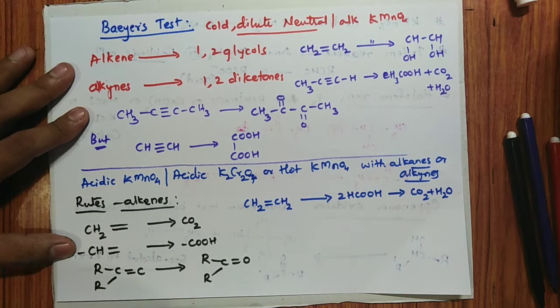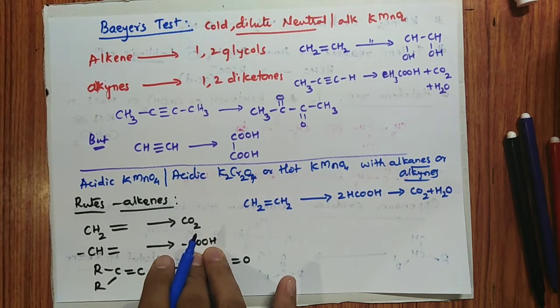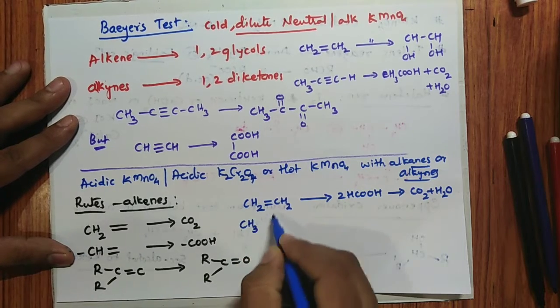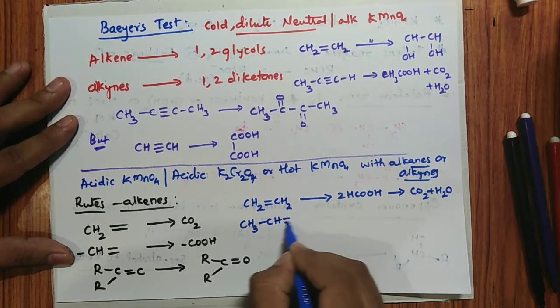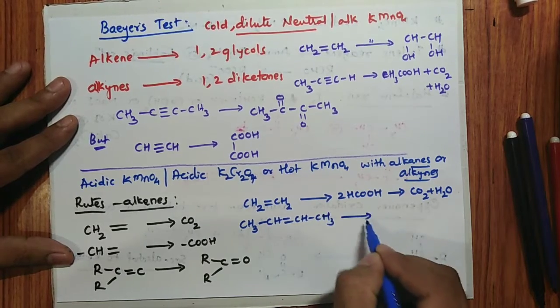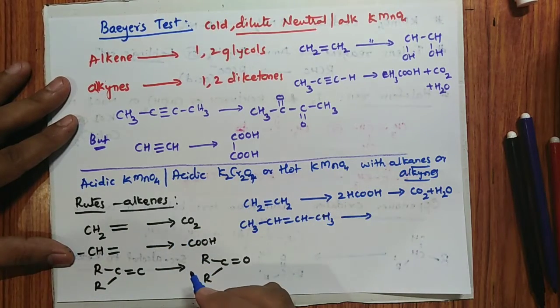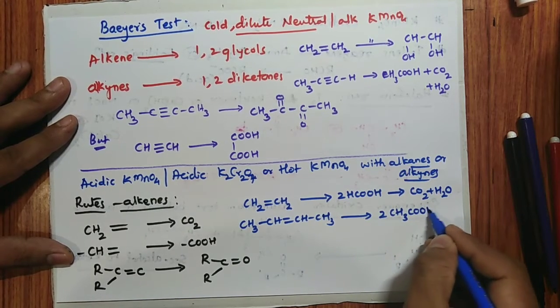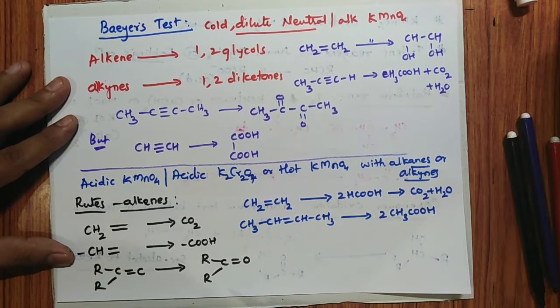Immediately give rise to CO2 plus H2O. Like this, the reaction you can see. If this is CH3, CH double bond CH, CH3, then by using this reagent, remember, you are going to get 2 moles of acetic acid.